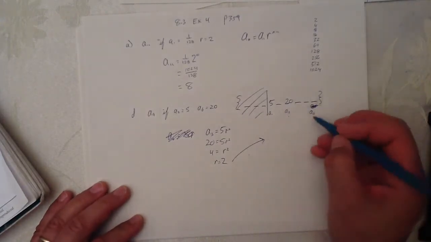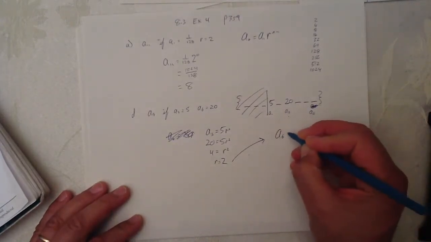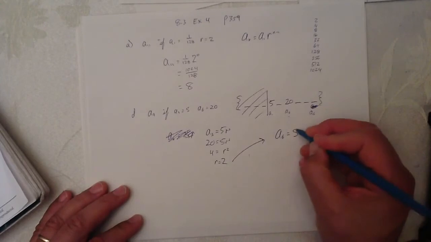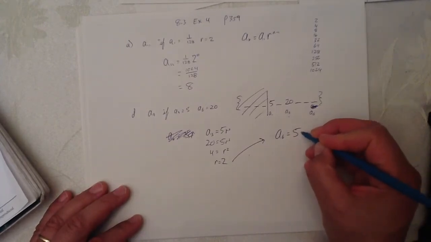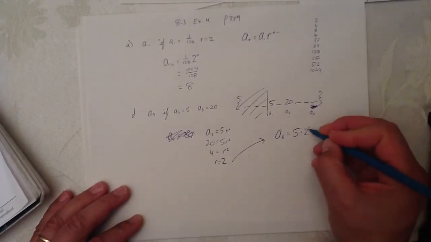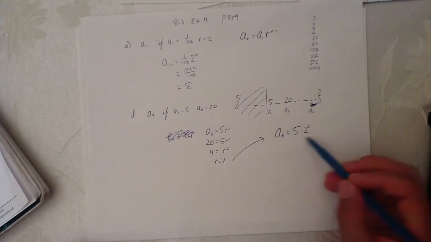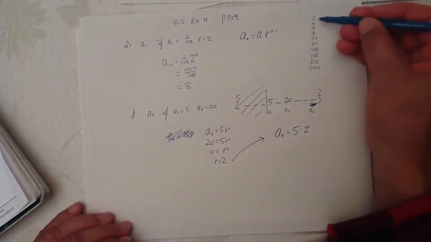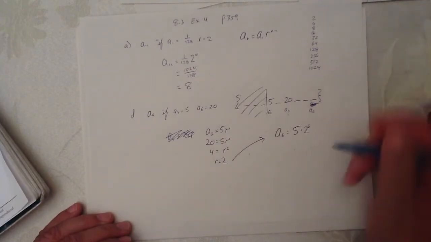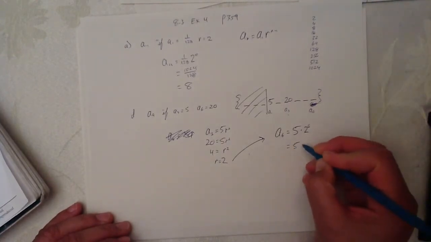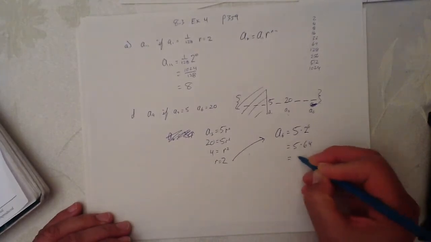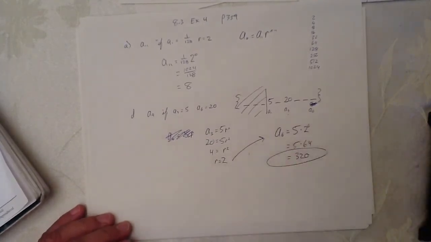I'll go over here and I'll look for A6 being equal to 5 times 2 to the 6th power. That's what we're looking for here. 5 times 2 to the 6th. And 2 to the 6th, 1, 2, 3, 4, 5, 6 is 64, equals 5 times 64, which equals 320. Done. Okay, new video for the next ones.